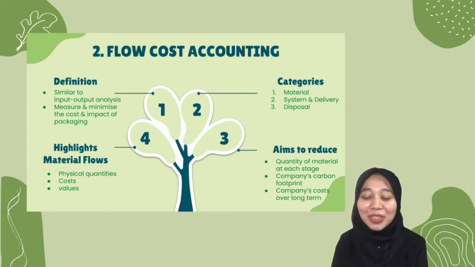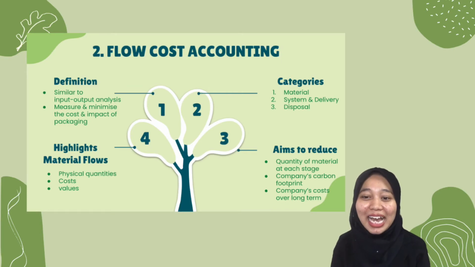It divides the material flows into 3 categories, which are material, system and delivery, and disposal. For material, it is purchased then continues to the production system and delivery, and lastly, disposal of waste. The values and costs of each of the 3 flows are then calculated. Flow cost accounting aims to reduce the quantity of material at each stage. It also reduces the company's carbon footprint, which will give a positive impact to the environment. Besides, it reduces the company's costs over the long term.